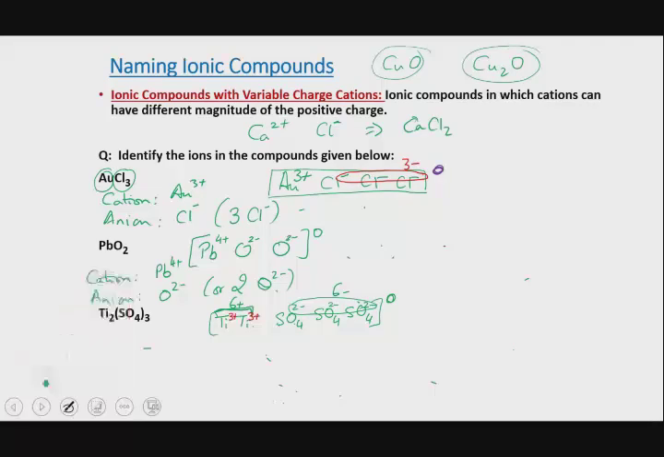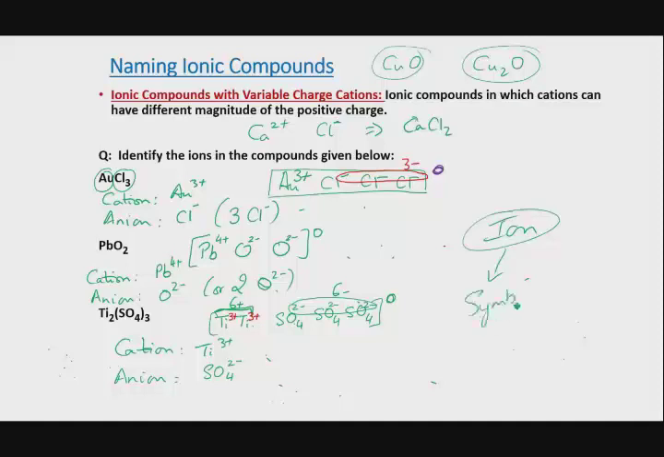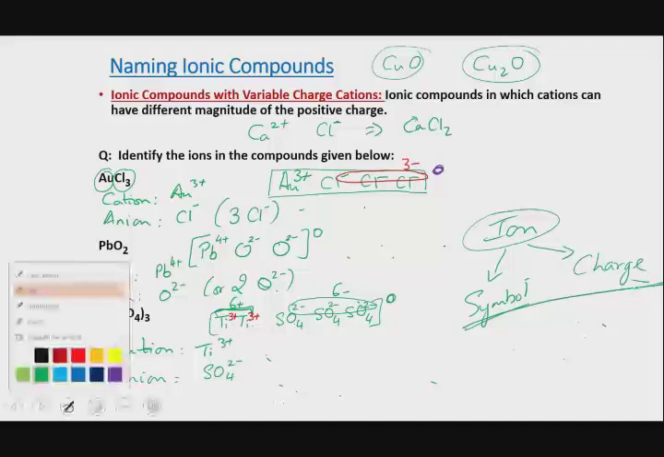So the answer to this question will be that the cation is titanium 3 plus. Of course, there are 2 of those, and the anion in this case is sulfate, and there are 3 of those. Please remember, when you are giving the ion, no matter whether it's cation or anion, you must give the symbol, but you must also give the charge. Without either of them, the representation of the ion is incorrect.